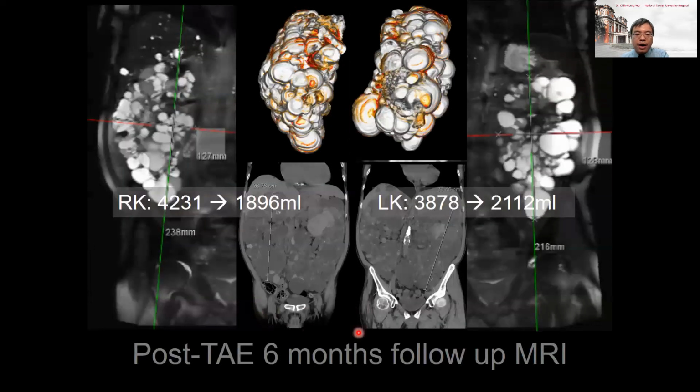And the 6-month follow-up images show a significant decrease in size of the right kidney from 4,200 to 1,800, and a significant decrease of the left kidney size from 3,800 to 2,100. And the patient also said that he had obvious improvement of his abdominal distension.